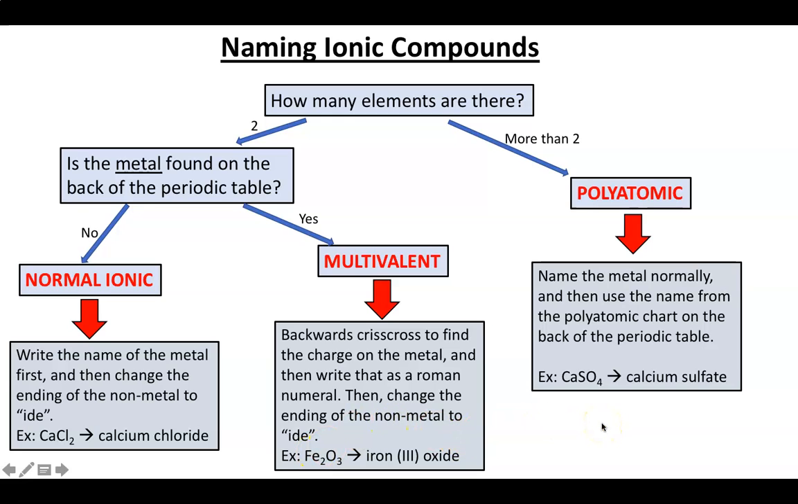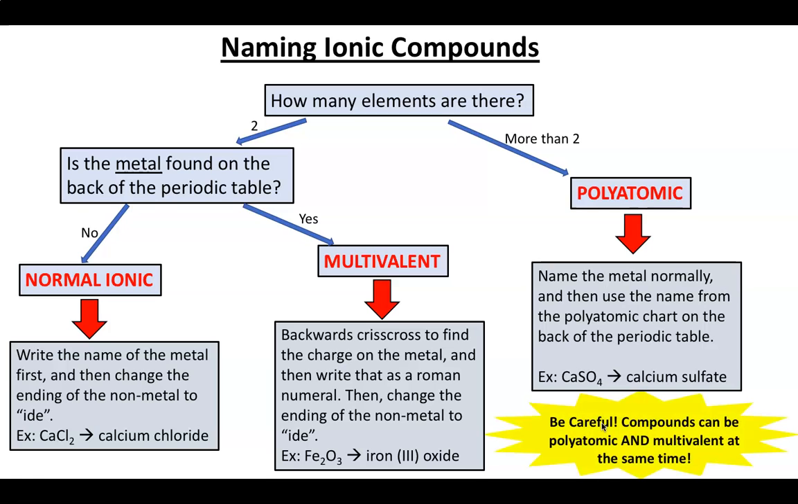So that's if we're trying to name a compound. One thing to be careful of is that compounds can be polyatomic and multivalent at the same time. We could have, say, iron and sulfate together. You would still have to use Roman numerals, and you'd still have to use the name of the polyatomic from your chart on the back of your periodic table. So just be careful: it is possible to have both polyatomic and multivalent at the same time.